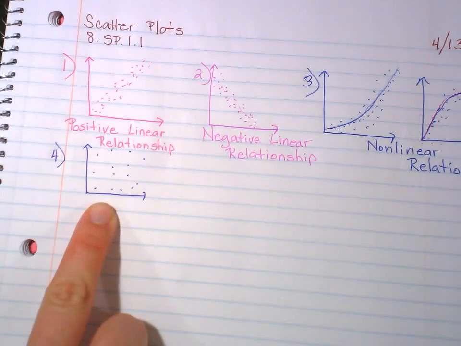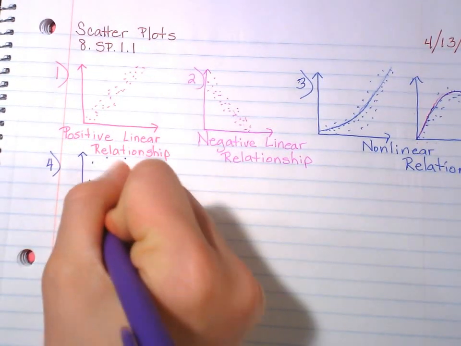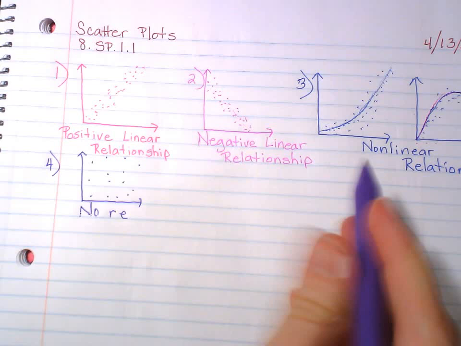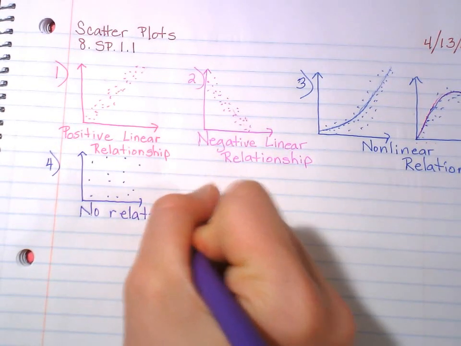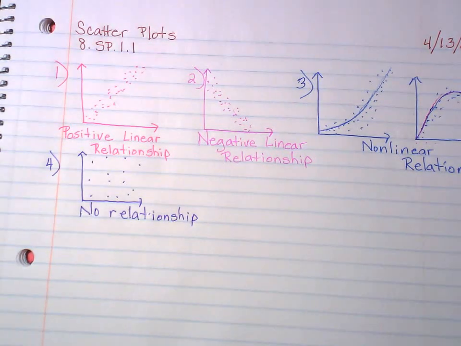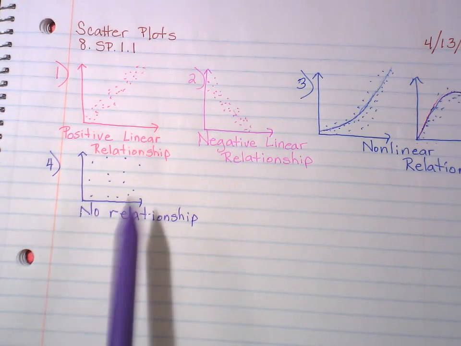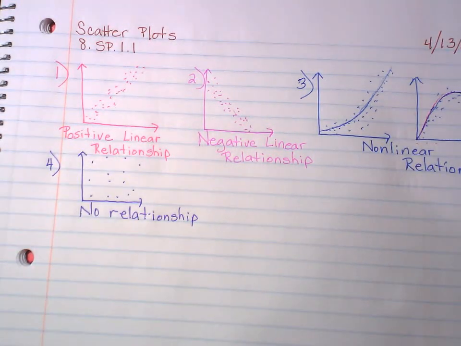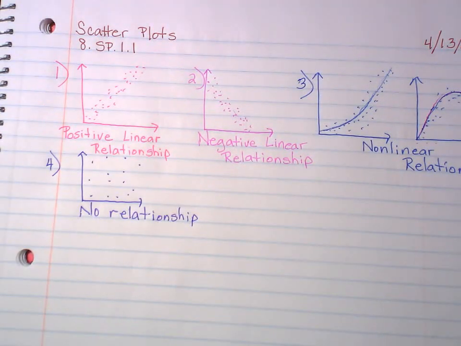The last one, it just kind of looks random. There is no relationship. There is no line you can draw through this, regardless if it's a straight or a curved line. So that could be like the older you get, the number of pets you own. A 2-year-old is just as likely to live in a family that owns 10 cats as a 75-year-old lady. It's not like as one increases, the other increases for sure, or decreases.